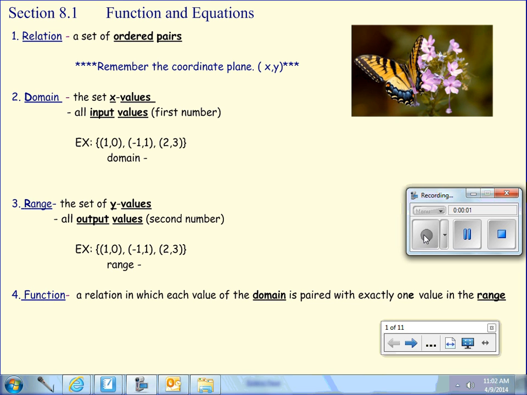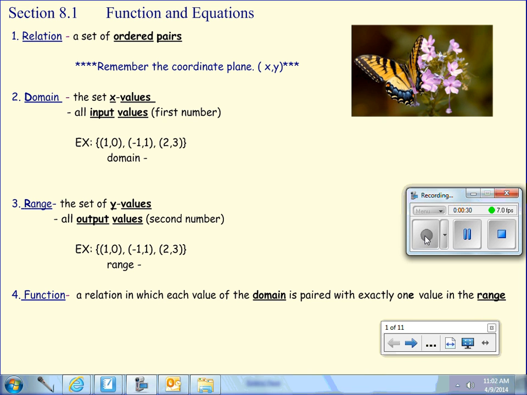As we start Chapter 8, we're going to begin with functions and equations. There are 4 terms that we're going to need to be familiar with for this section. The first one is relation. It is a set of ordered pairs. You can recall this when you had a coordinate plane and you had to graph ordered pairs, your x and the y.